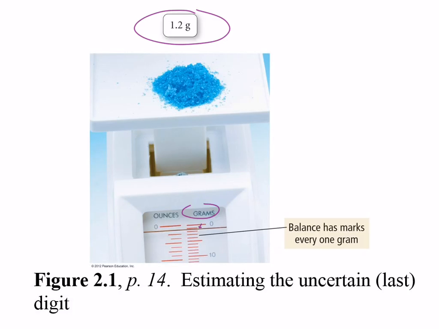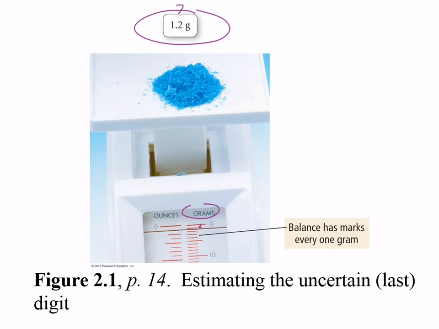Sometimes it's almost up to your own opinion. You might say 1.1 gram, and you'd be fine. That makes the point: you know the 1 for sure, but the 0.2, or 0.1, you're not really sure. So in this case, I could put a question mark over the 0.2 part. The 1 is certain, the tenths part is not.